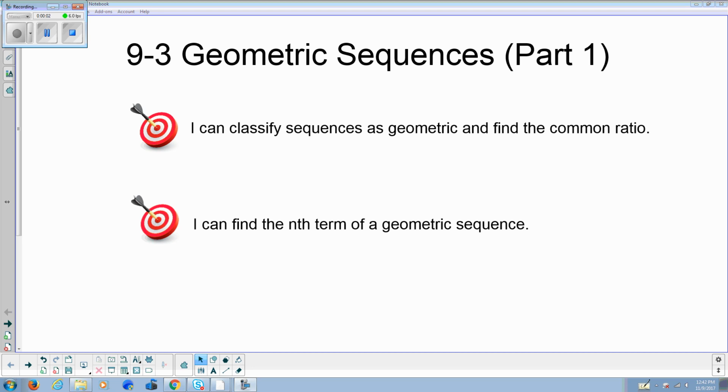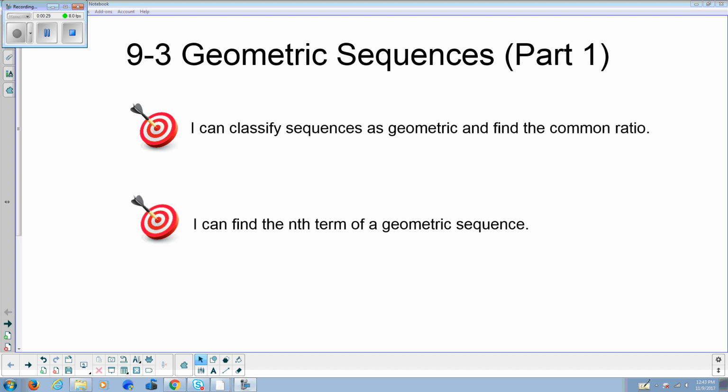Hello class, welcome to your first video on geometric sequences. We've already completed a lesson on arithmetic sequences, also a lesson on arithmetic series. We've even talked about what it means for a sequence of numbers to be geometric in nature. So now we're going to get into all the details of geometric sequences.